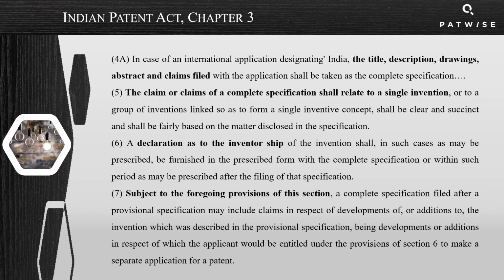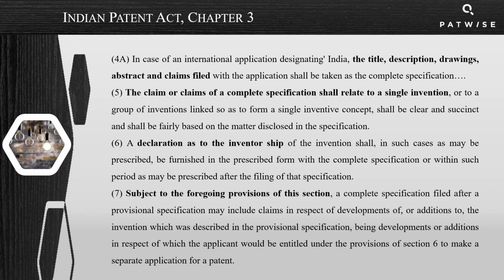Now, the claim or claims of a complete specification shall relate to a single invention only. Further, a declaration as to the inventorship, which we've already seen in the previous section, wherein the applicant should claim that he is in possession of the invention, and the applicant should indicate that the person claiming to be the inventor is the true and first inventor. That is, the declaration of the inventorship should be attached.